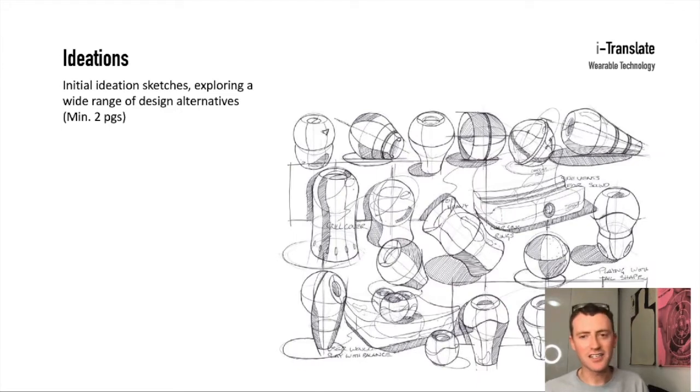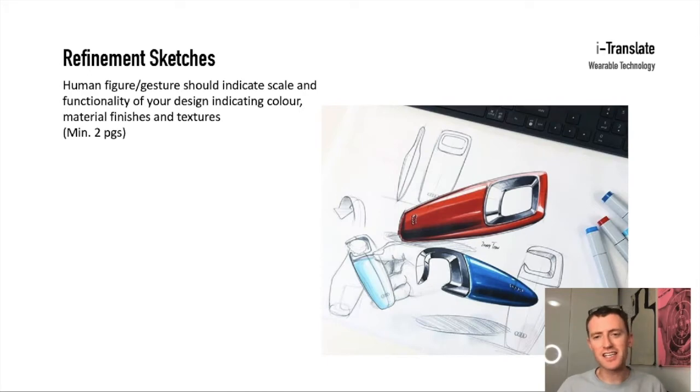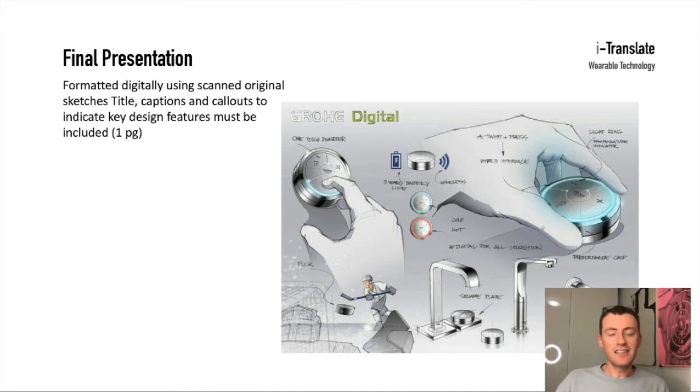So next is ideation, so that's where you're going to explore a whole range of ideas in relatively low detail, and you'll be producing pages that look a bit like this. Then explanatory sketches, so this is where you're starting to add a bit more detail to the product. Refinement sketches, that's where you're going to add a bit of Copic rendering. And then this is the sort of thing that you're going to end up with, a final presentation page. This is something that you'll put together from multiple scanned sketches, have beautiful rendering, and it'll really sell your idea.